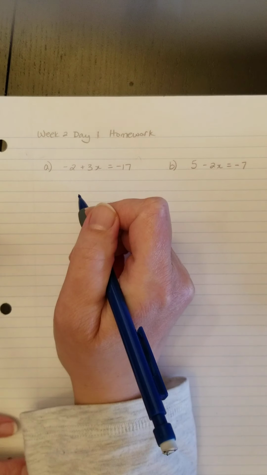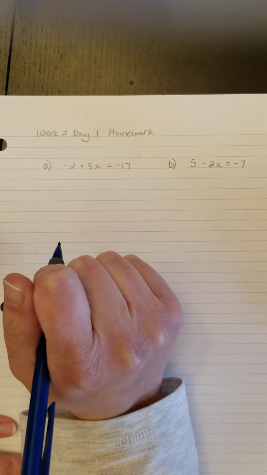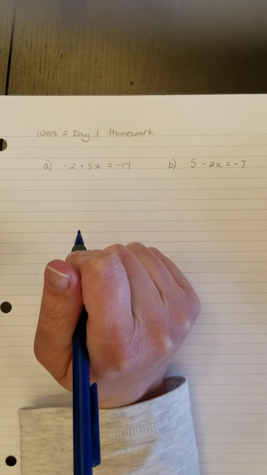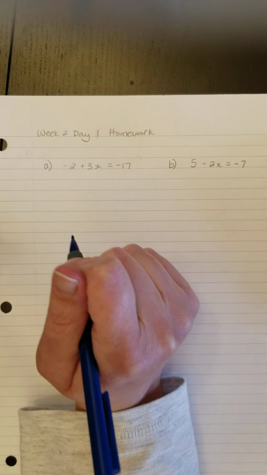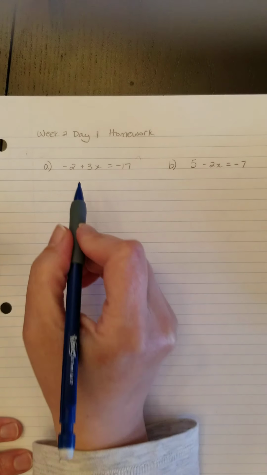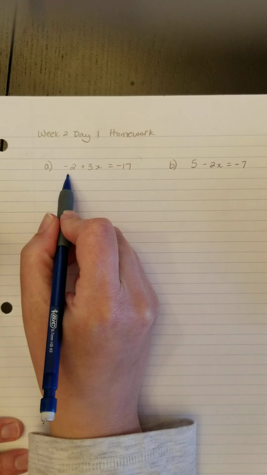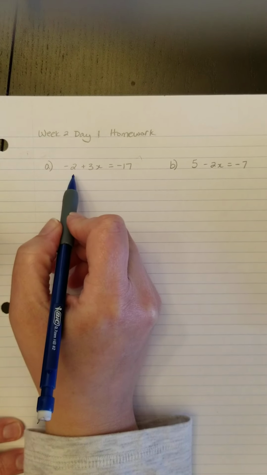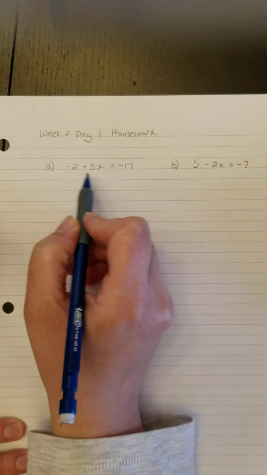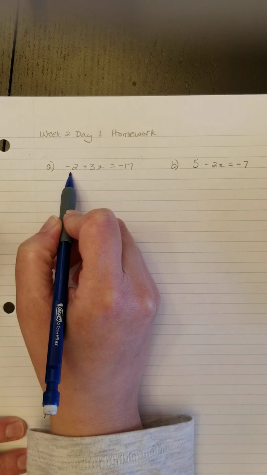Hi guys, I wanted to look at a couple examples that can be a little bit trickier. This goes with the week 2, day 1 homework. In particular, these ones are similar to question G, J, and L on your homework. And what makes these different is the order that the terms here are written in. Normally we have an X term or a variable term, a letter term first, and then the number. But you can see that these are in the other order.